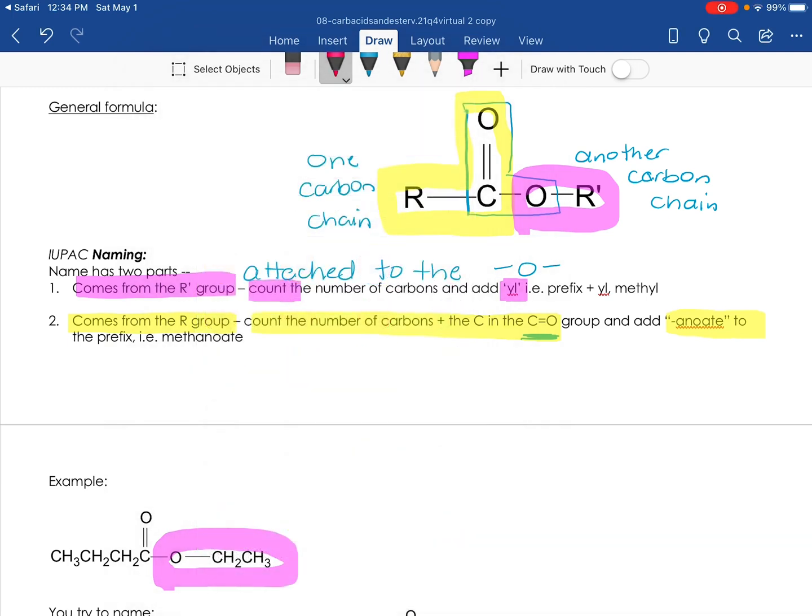So how many carbons are in the chain attached to the single O? There are two. What is two? It's ETH. So then you have two carbons, so it's ETH, and then you add the ending YL, or ethyl. And then the second part of the name is this part here, including the double bond O, don't forget that. So we've got 1, 2, 3, 4 carbons. So it's called but, because it's 4, and then the ending is NOATE.